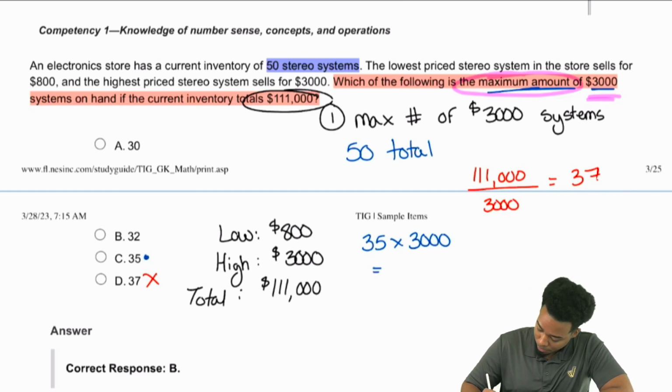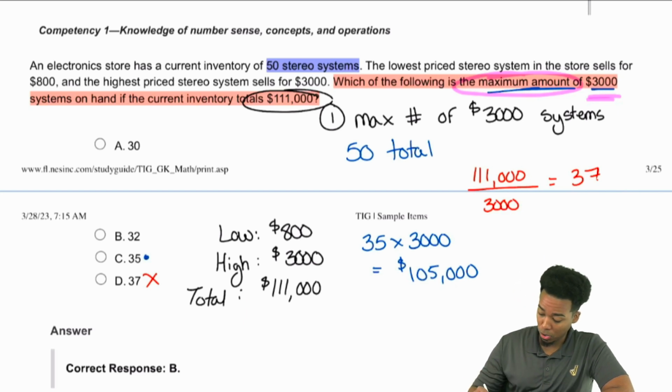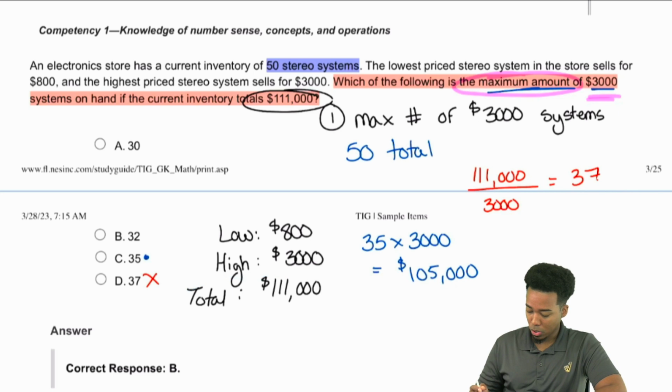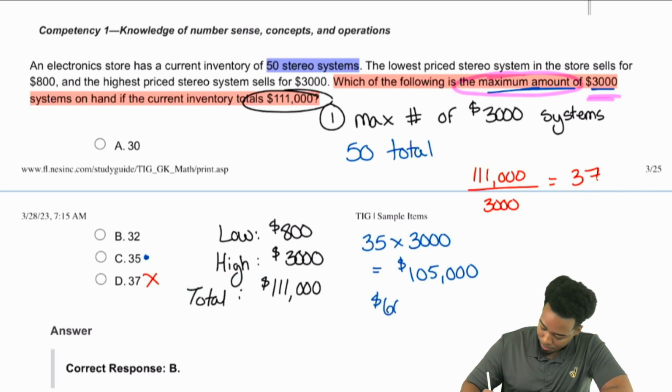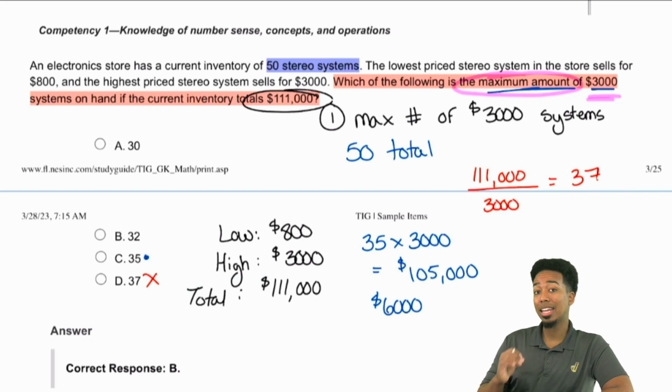Okay, cool. So nothing wrong with that so far. It looks like we still have about $6,000 to go to get to the $111,000. Again, that's the total we're trying to reach. So we have 6,000 left. But here is another problem. Again, we need to add up to 50 total systems.